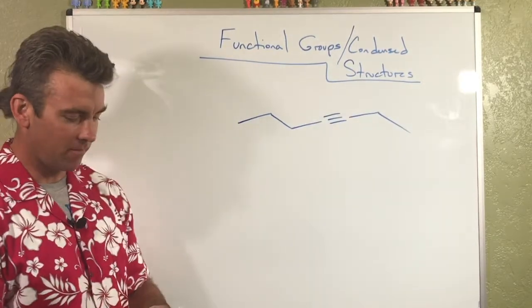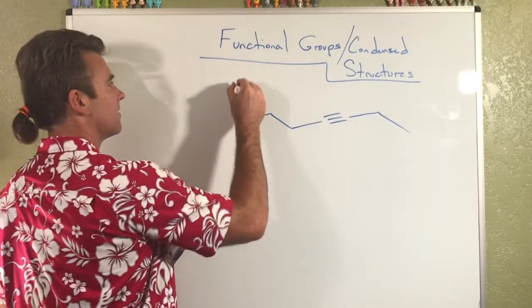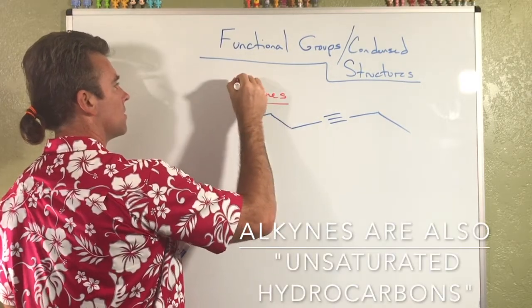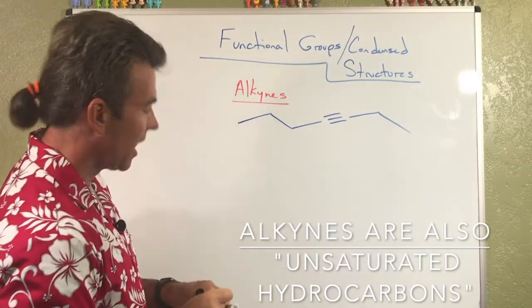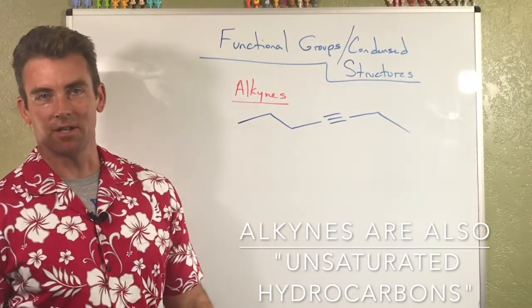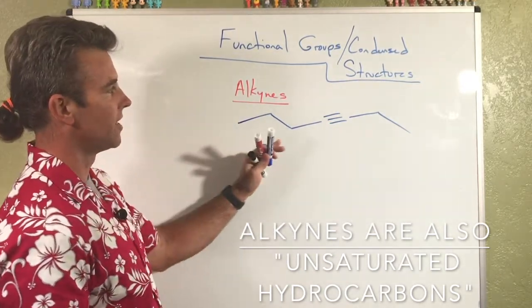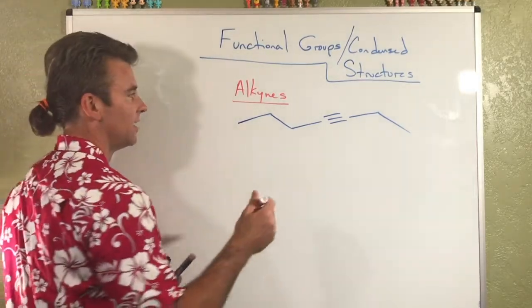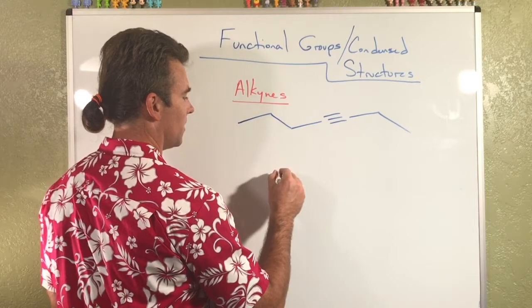Okay, next group. These guys are called alkynes. And you'll notice that I just drew a skeletal structure. So you can certainly draw this out if you would like to. I'm just going to convert it directly to its condensed structural formula.